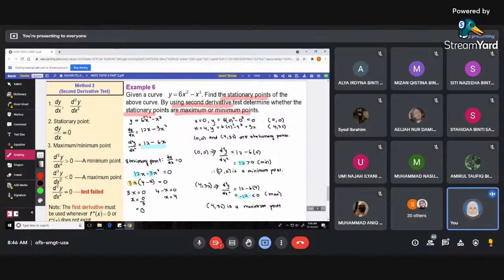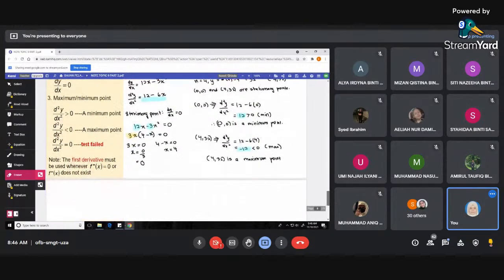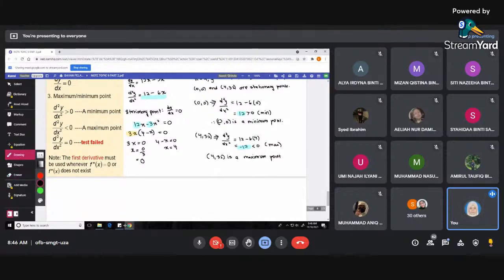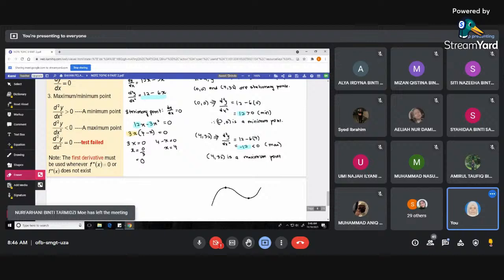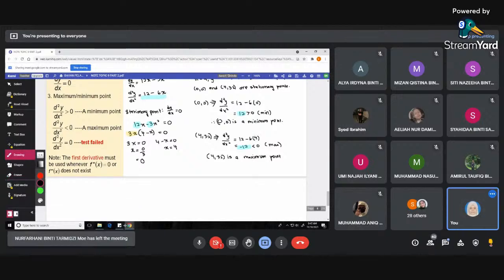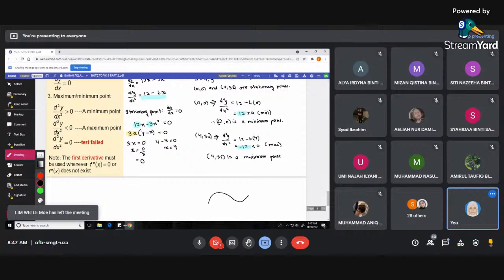Graf dia sebenarnya macam ni. Graf dia lebih kurang macam ni sebenarnya. Yang you cari sebenarnya adalah titik minimum. Maksud dia sini. Sekejap ya. Okay, sementara you salin tu.